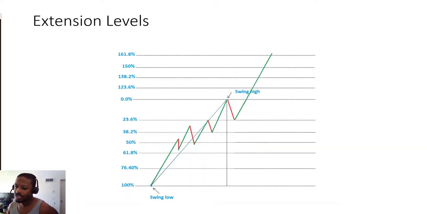So what are the extension levels? Like I said, it's widely known for traders to take 100% of the move for whatever they enter. Some people don't want to be too greedy. It varies from person to person.